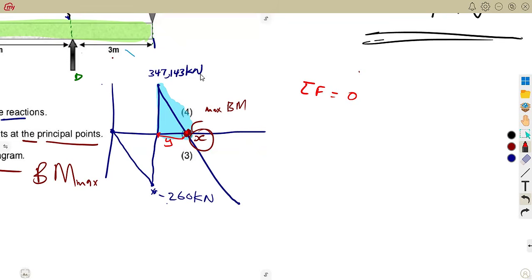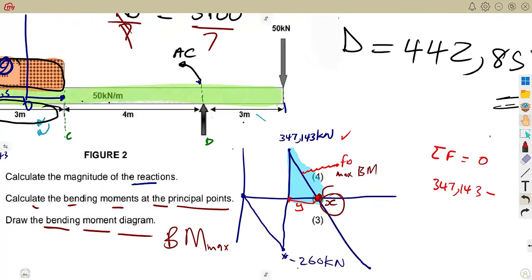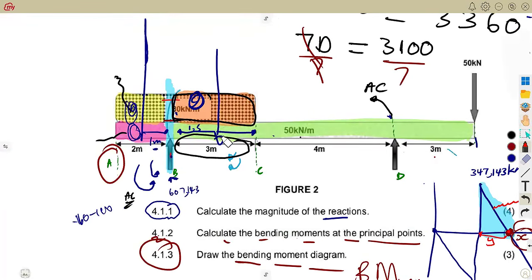So we can simply calculate because there's already a force there that we are given, 347,143 minus force times distance. Remember, there's this distributed load here, the distributed load FD. I talked about this in the introduction. But take note, in our case, our distributed load is two things, the 80 and the 50. So you add them together.